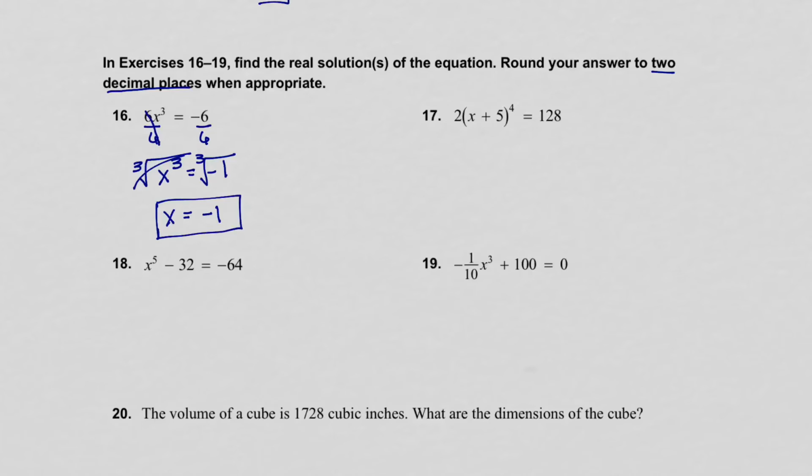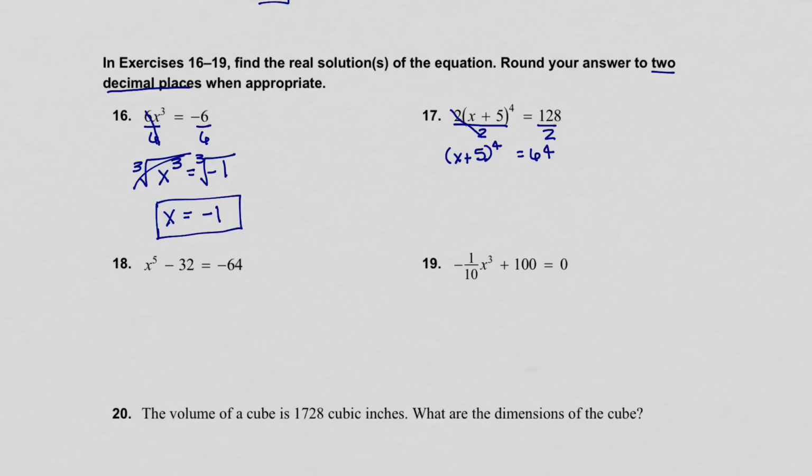Number 17, I'm going to do the same thing. I'm going to look for what I can get away from my x first, and I notice that I've got this 2 multiplied by it. So I'm going to divide both sides by 2, which cleans that up a little bit. On my left side, I've got x plus 5 to the 4th power, and this is just going to be 64 over here.